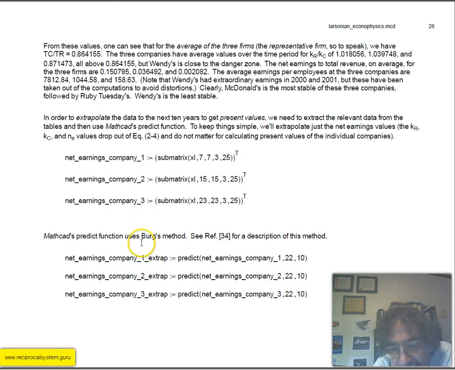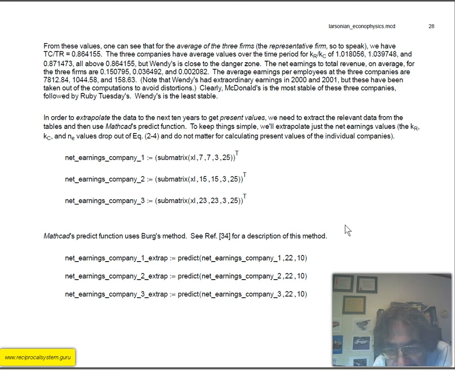And then we use MathCAD's predict function, which is based on Burg's method. And you have to see reference 34 for a description of this method. By the way, it's not so simple to code. I've coded it in True Basic, incidentally. It's a lot easier to use MathCAD. Just the predict function does all of it for you.